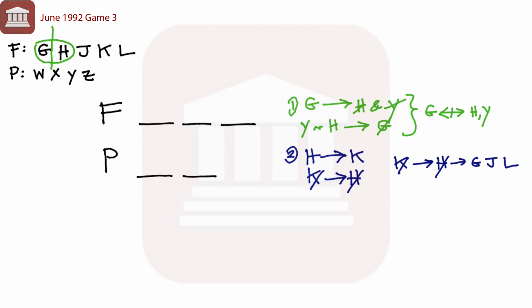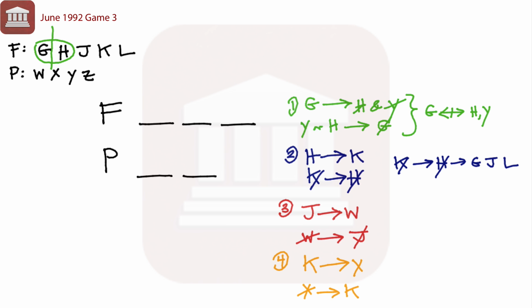Moving on to the third condition, she cannot select the J unless she selects a W. So if we have J, we have W, contrapositive. If we do not have a W, we cannot have a J. And our last condition here, condition number 4, if she selects the K, she must select an X. Contrapositive, if we do not have an X, then we do not see K.